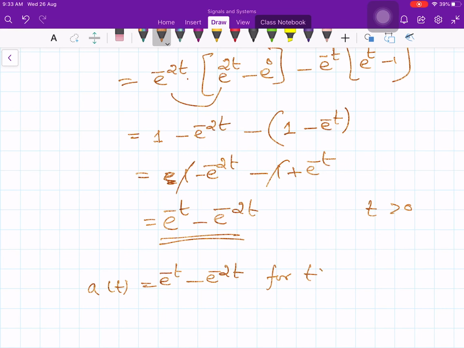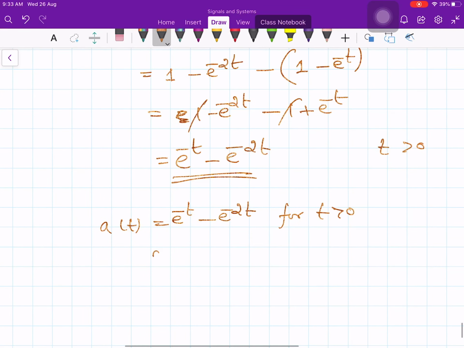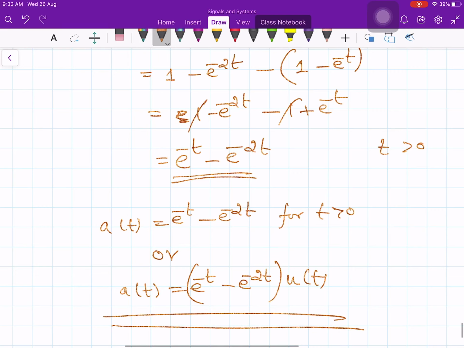Or you can write a of t is equal to e to the minus t minus e to the minus 2t multiplied by u of t. That's all. Because we consider only positive values of time, 0 to t, that is why t is greater than 0. Now let us go to the second case.